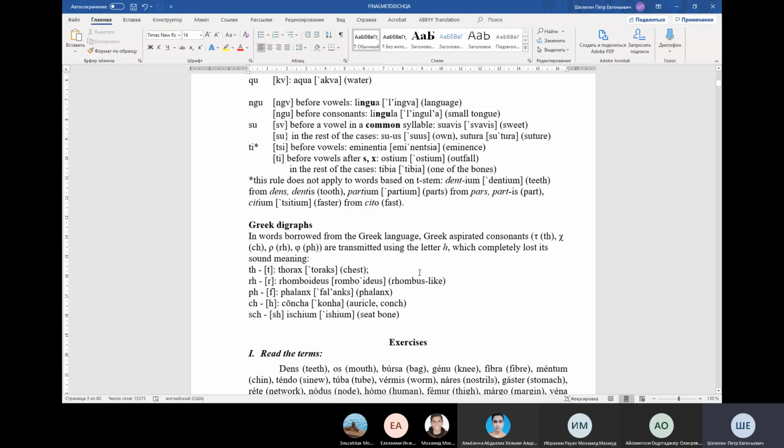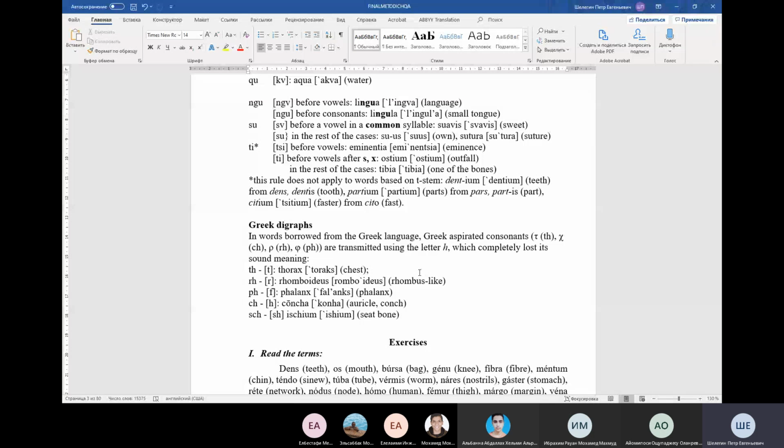And we come to the final fragment of the theory. The Greek digraphs. Just as the diphthongs are combinations of vowels, the digraphs are combinations of consonants. They are two letters, but one sound. They are derived from the Greek language, and in Greek they were written down as just one letter. When they came to Latin, the Latin language didn't have such symbols, so they had to make two letters to give the correct pronunciation.